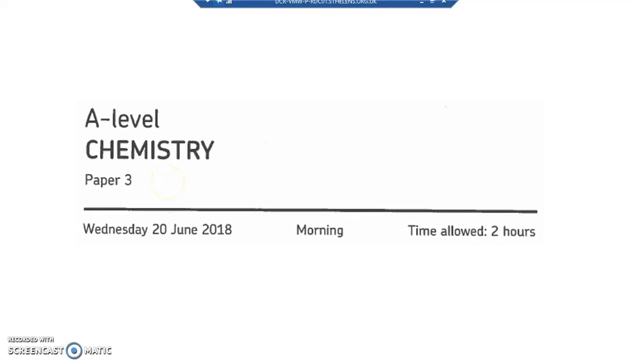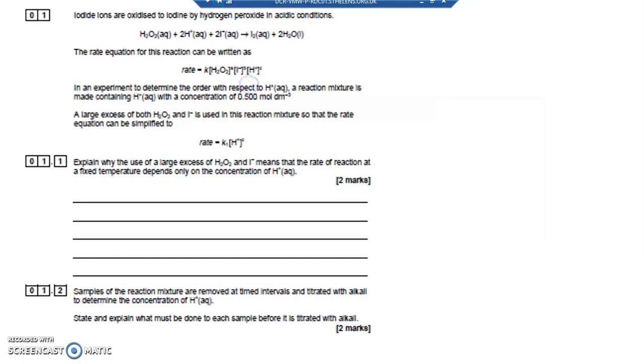A-Level Chemistry Paper 3, 2018. Question number 1. Probably the hardest question on the paper, and it caused a lot of problems.